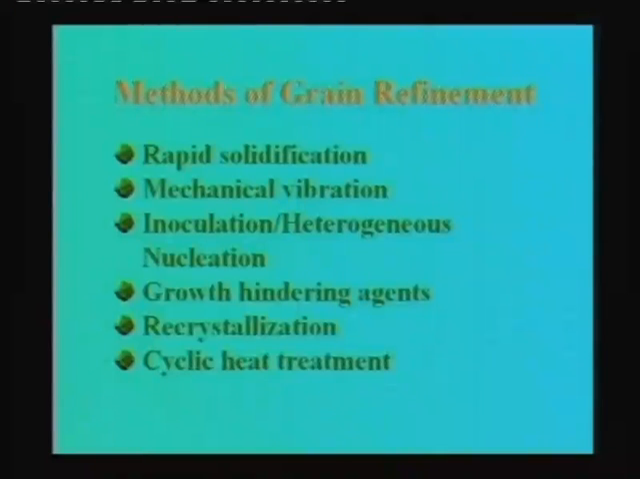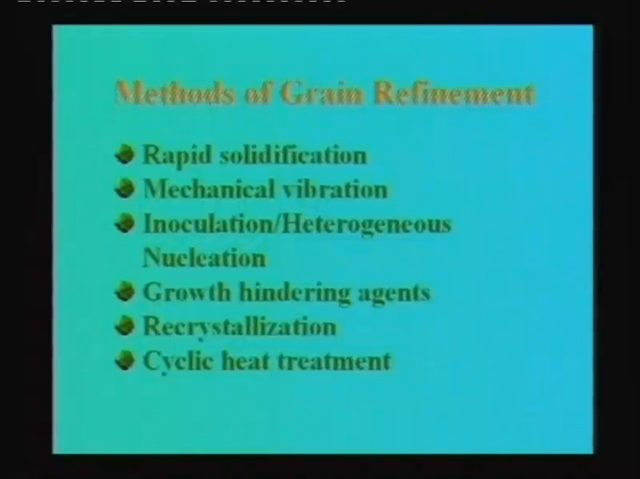How do you achieve this? There are a number of techniques. The first technique, which we have talked about a lot earlier when we were talking of rapid solidification processing, RSP, the first most important technique is rapid solidification. And we know, when we rapidly solidify, what do we achieve?